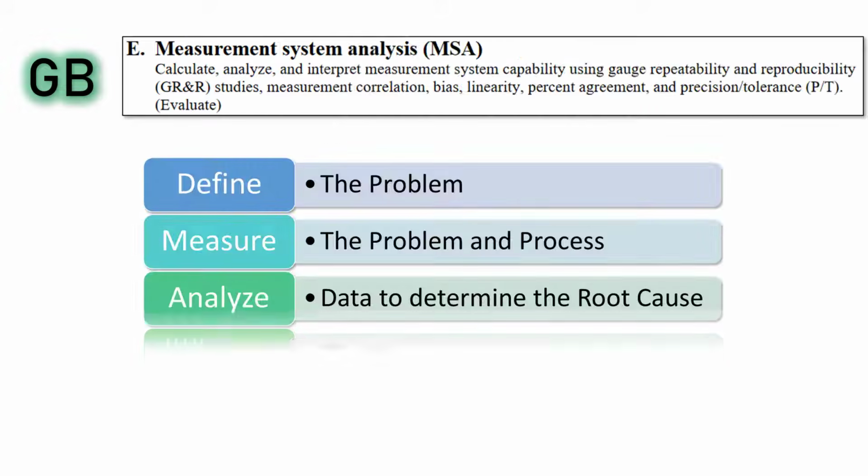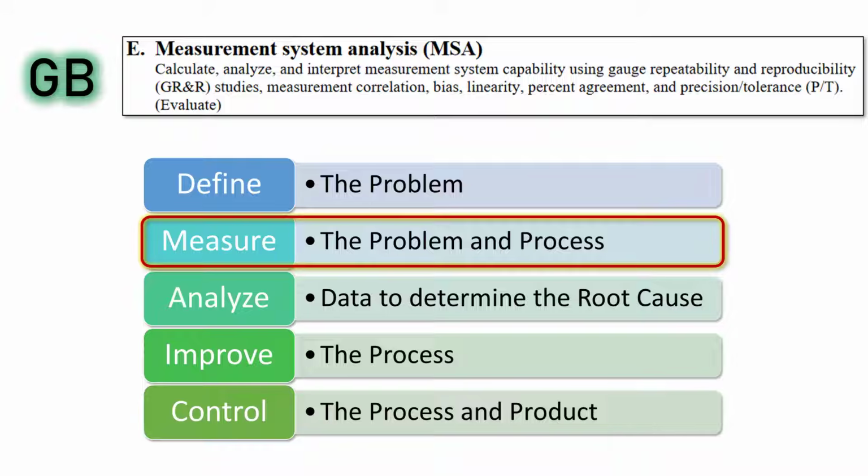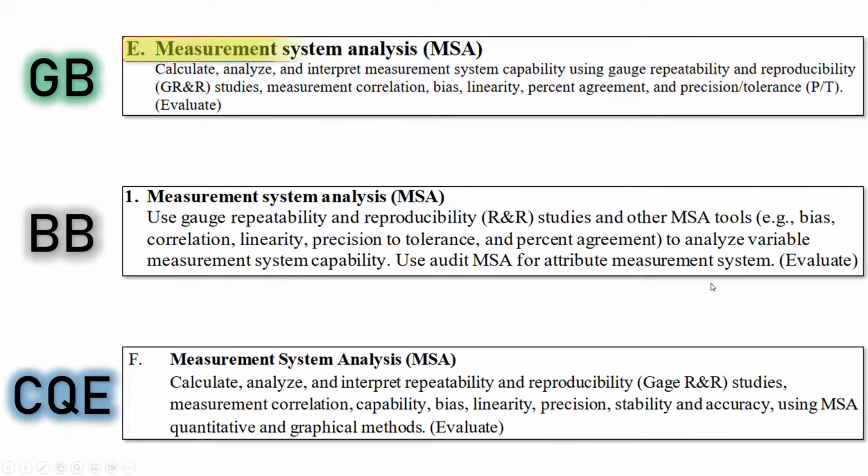All right, let's go ahead and jump in and get started. So again, I love to start big picture. If you're preparing for the Green Belt exam, Gauge R&R or measurement system analysis is a big part of the measure phase of the body of knowledge. That same comment is true for the Black Belt exam and it's true for the CQE exam. Gauge R&R and measurement system analysis is a really important topic on all 3 exams, which is why I wanted to cover it here for you today.